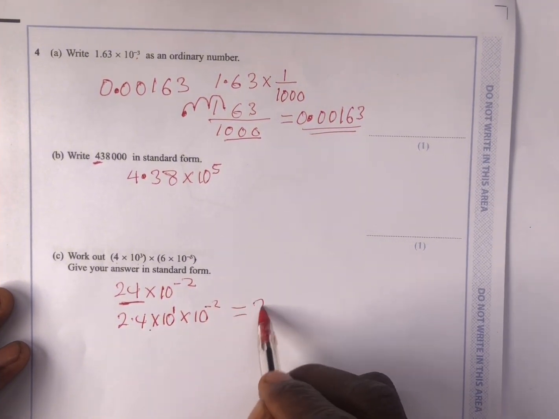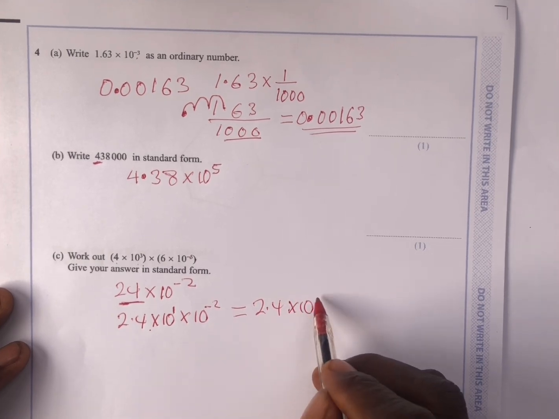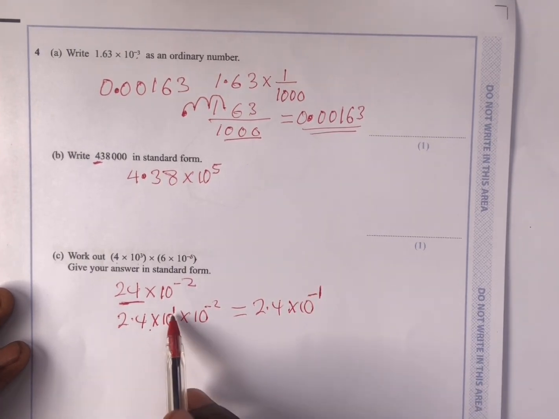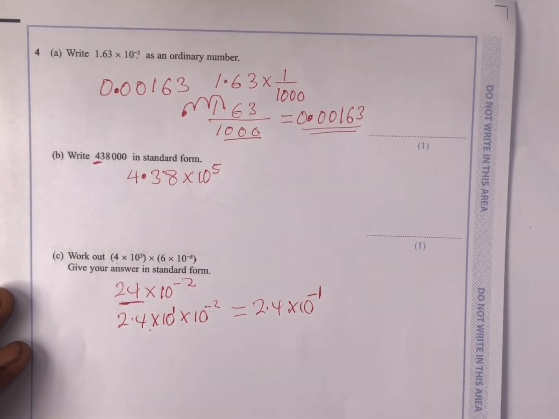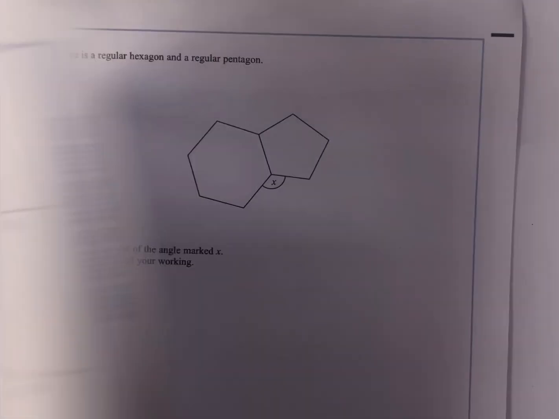So this gives 2.4 times 10 exponent negative 1, because 1 plus negative 2 gives this in a very simple way. Wow, that's cool. Let's continue from the next one.